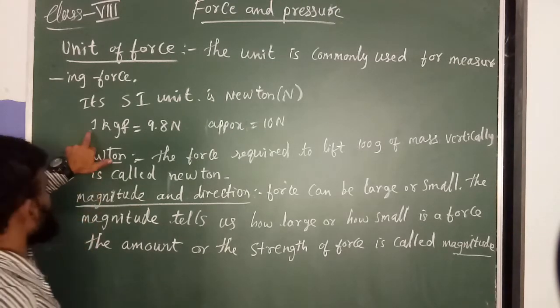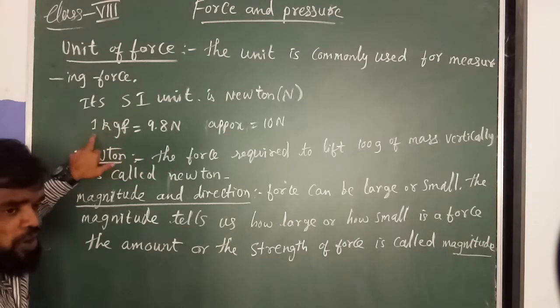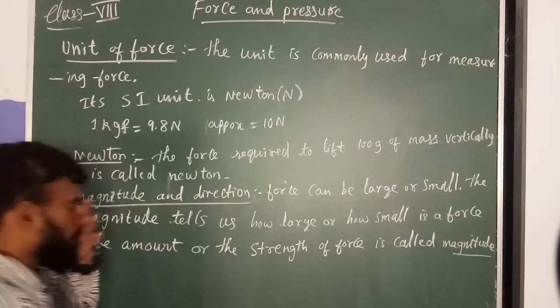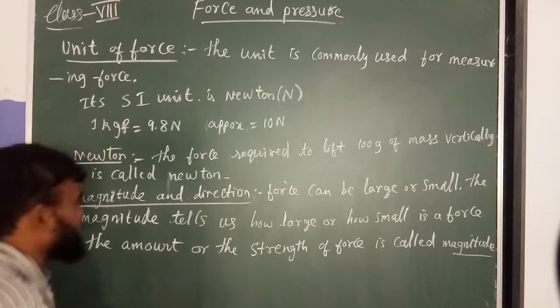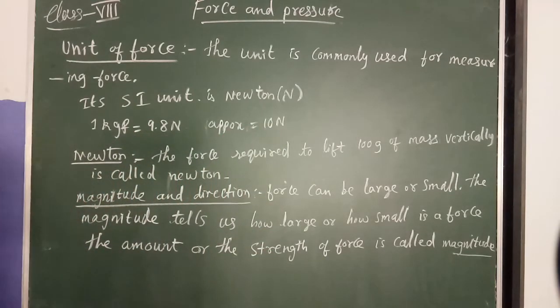1 kilo force is equal to 9.8 Newton. Approximately, 9.8 is taken as 10 Newton. So, for 1 kilo force, we approximately take 10 Newton.